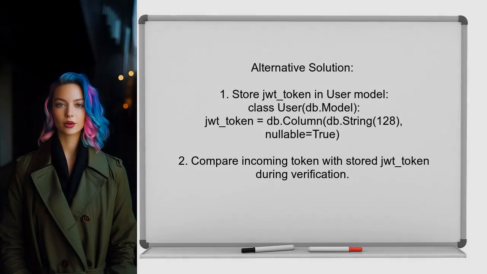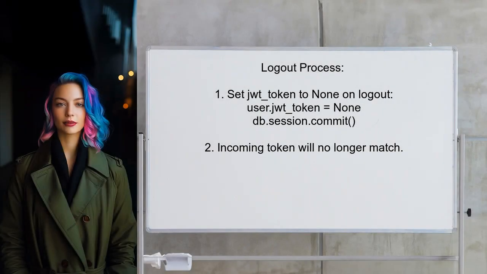An alternative approach suggested by a user involves storing the JWT token in the user model when generating it. This way, you can compare the incoming token with the stored token during verification. For logout, simply set the JWT token field to none. This ensures that the stored token no longer matches the incoming token, effectively invalidating it.